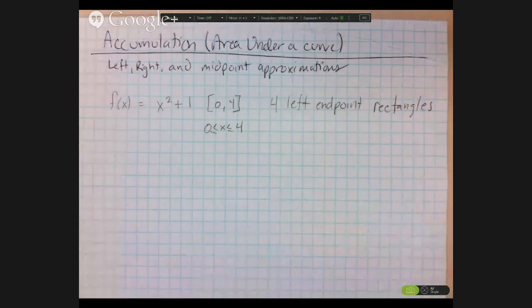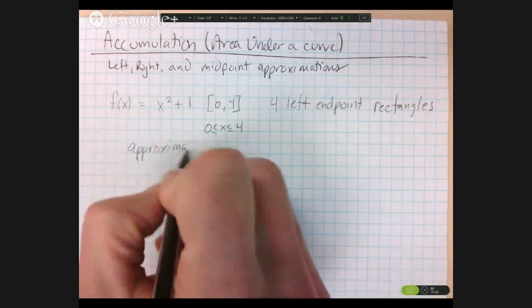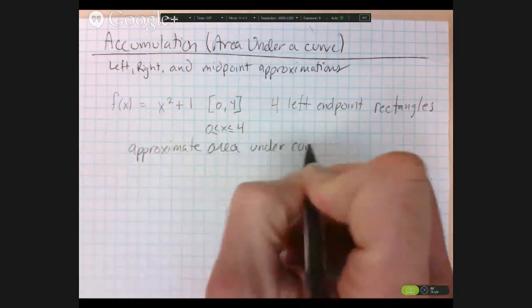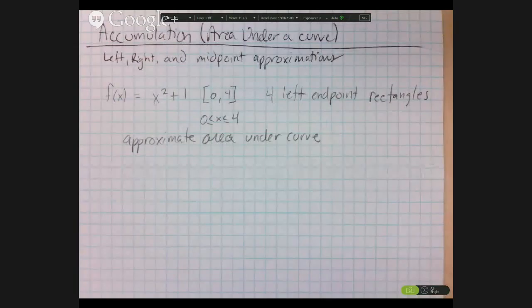That's the part you probably don't know what it means. 4 left endpoint rectangles. So, and we would say approximate the area under the curve. Okay, we will have left endpoint rectangles, we'll have right endpoint, we'll have midpoint today. Next Friday, we will move to trapezoids.